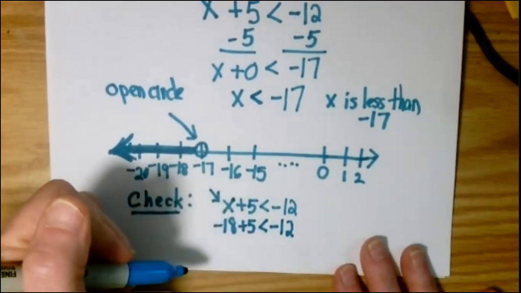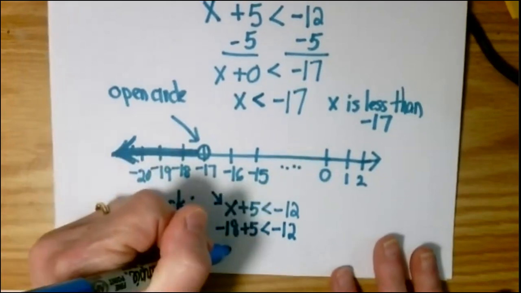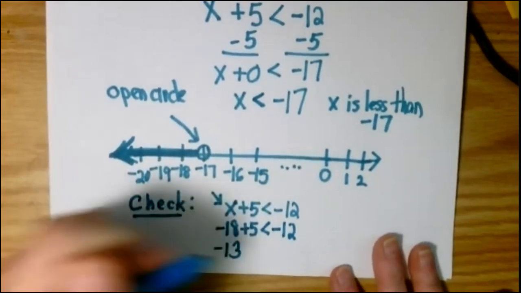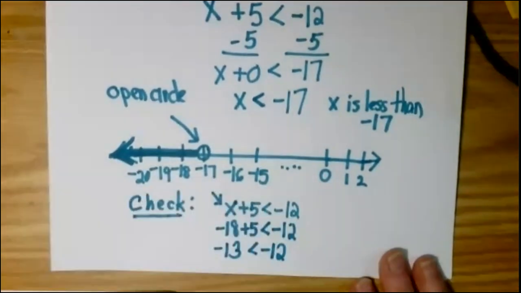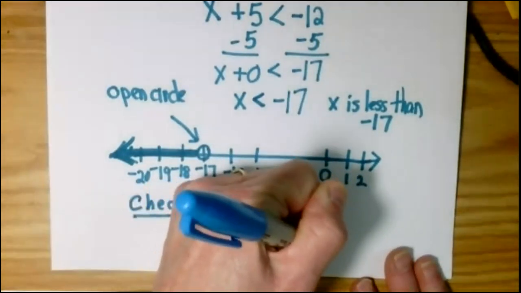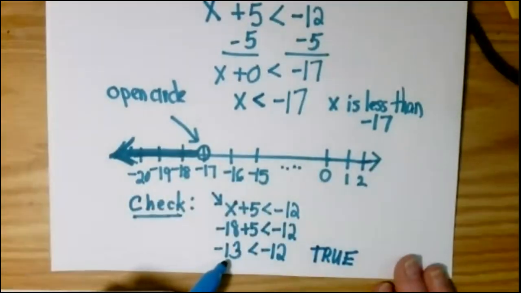Negative 18 plus 5. So that's like subtracting 18 minus 5. So negative 13 is less than negative 12. Is that a true statement? Is negative 13 less than negative 12? The answer is yes, it is a true statement. How do I know that? Because negative 13 is farther from 0 than negative 12. I'd rather play outside at negative 12 degrees than negative 13 because negative 13 is colder or lower in temperature.